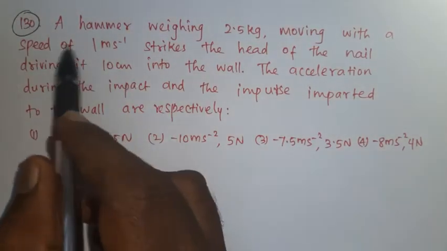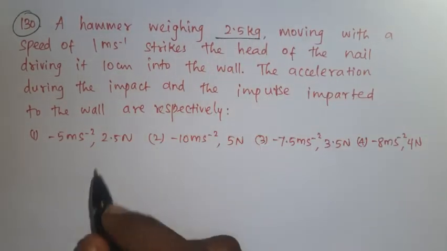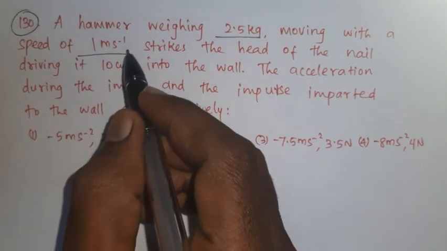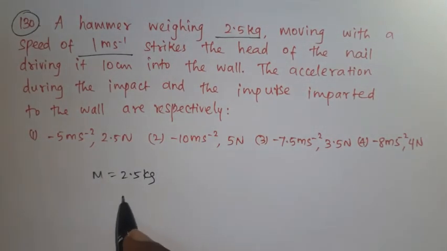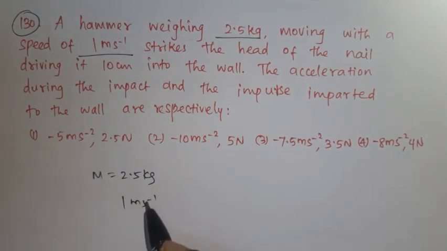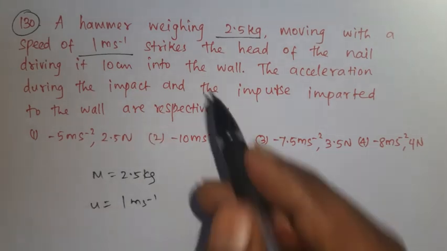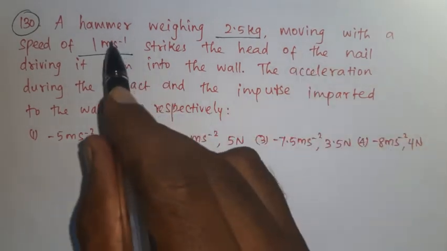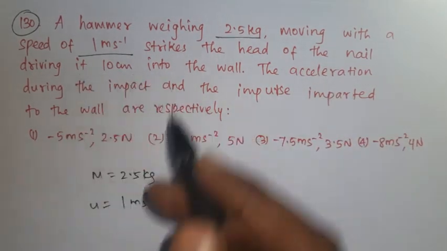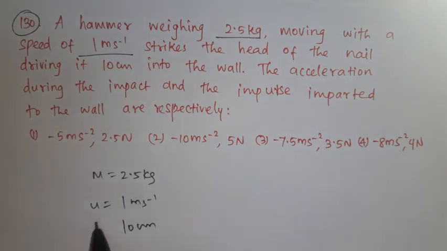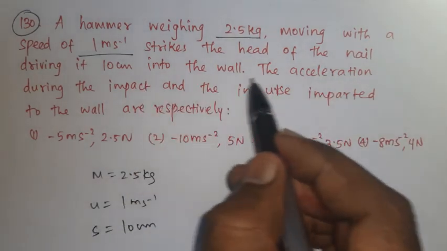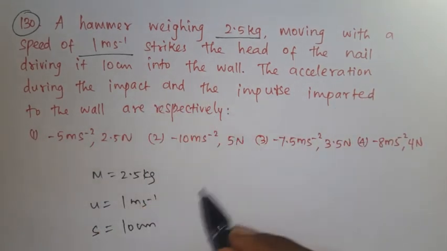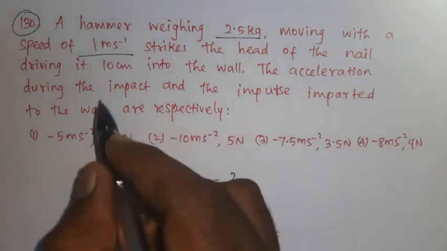Number 130, a hammer weighing 2.5 kg. So mass is equal to 2.5 kg, moving with a speed of 1 m/s. You can take it as u, the initial velocity, strikes the head of the nail, driving it 10 cm. So ஆணி மேலே அந்த ஹேமர் சுற்றி அடிக்க சொல்ல அந்த ஆணி வந்து 10 cm மூவ் ஆகுது. ஸோ 10 cm மூவ் ஆகுதா, இங்கே டிஸ்டன்ஸ் s. The acceleration during the impact and the impulse imparted to the wall are respectively. So we have to find the acceleration and the impulse.